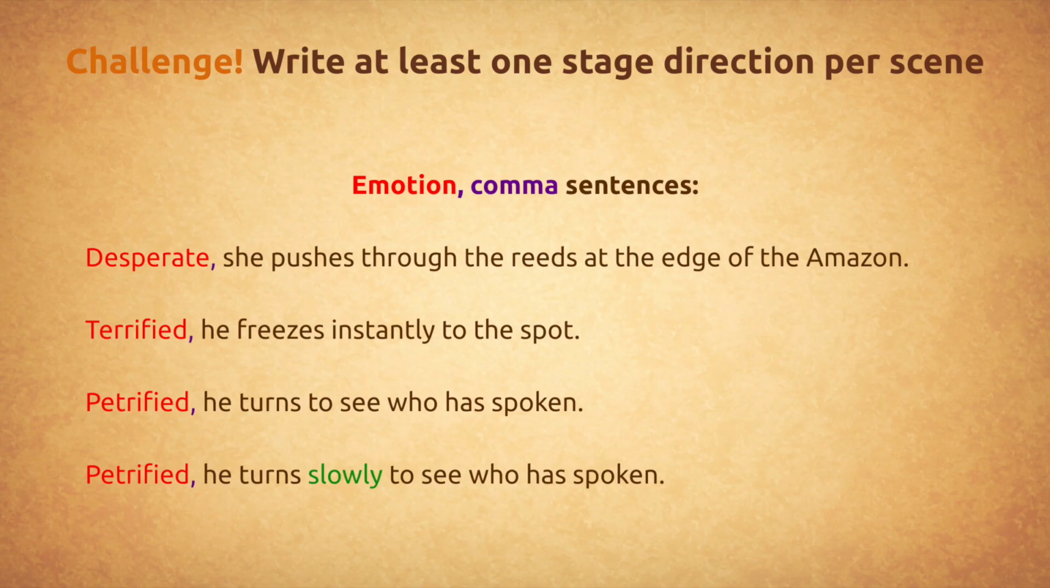And also, just to reiterate, when we write stage directions, we like to challenge you through using an emotion, comma, sentence. And just to recap, the emotion, comma, sentence was you use an emotion, a comma, and then you explain what the character does feeling that way. So, desperate, comma, she pushes through the reeds at the edge of the Amazon.